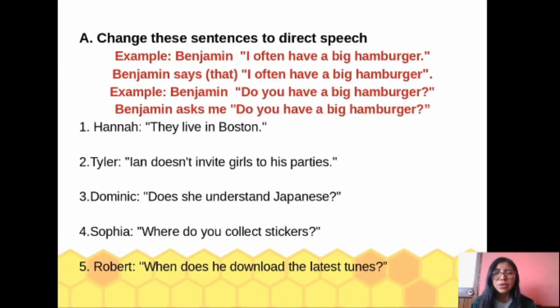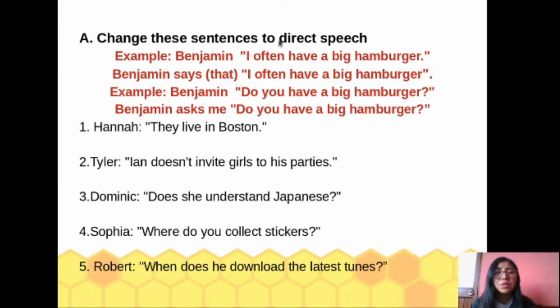Okay, so pay attention. Here we have: change this sentence to direct speech. Here we have some examples. For example, Benjamin: "I often have a big hamburger." I am going to report that. Benjamin says that "I often have a big hamburger." Okay, so remember, you are going to use the introductory phrase. Usted va a utilizar la frase introductoria. In this case, the person who speaks, la persona que habla, Benjamin, says that. Remember, you can use that if you want or not. Usted lo puede utilizar si quiere o no. It's up to you. And I often have a big hamburger.